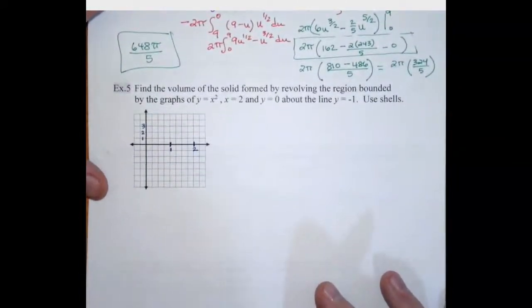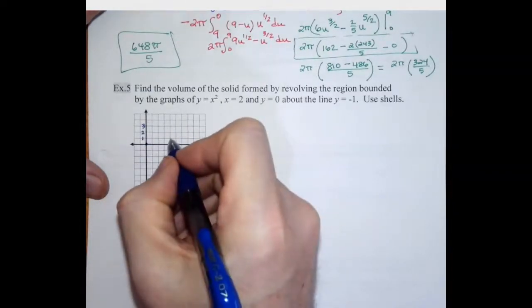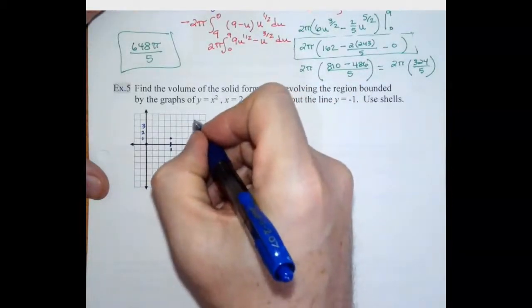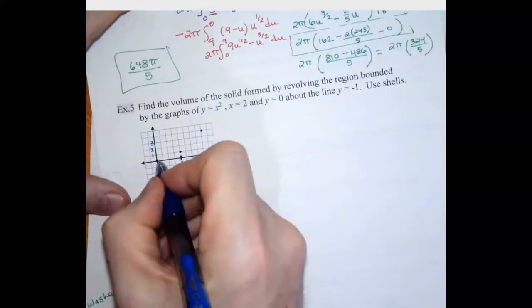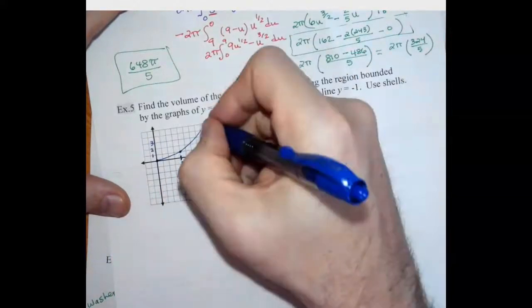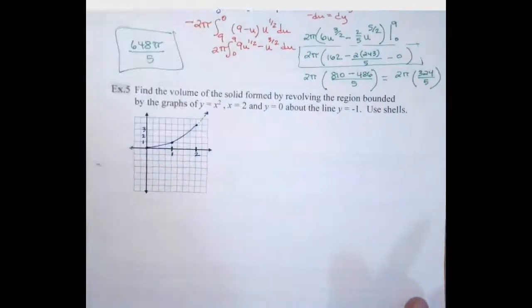Alright. So what do we have here? We have y equals x squared. So 0, 1 squared is 1, and 2 squared is 4. Alright, so we have this parabola basically, but stretched out a bit because I changed the scale.